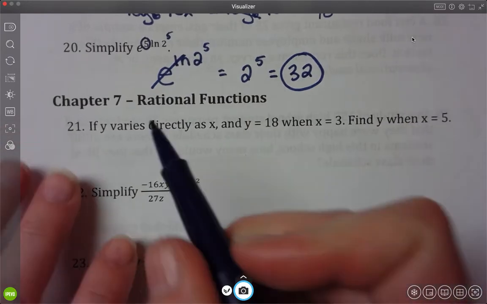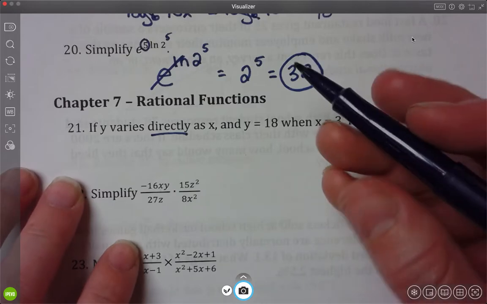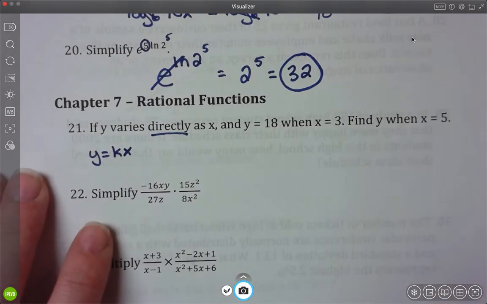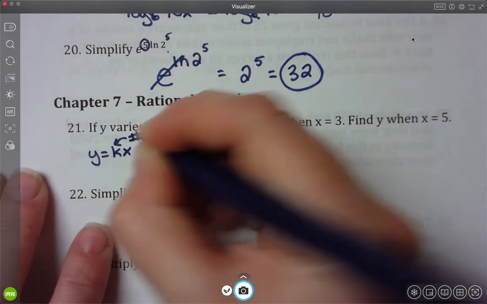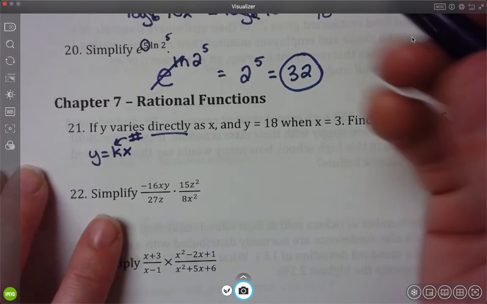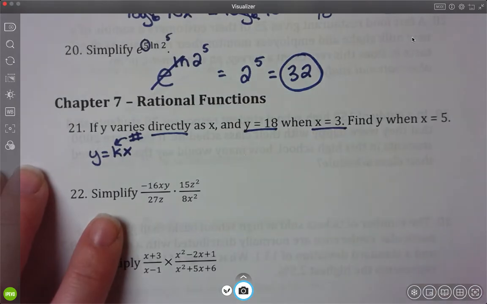Number 21. Now we're under rational functions. If y varies directly as x, okay? The equation for y varies directly as x is y equals k times x. They're directly related to each other. And remember that k is just a number, okay? So we have to first figure out what k is, and we're going to do that by plugging in these two numbers for x and y, okay?